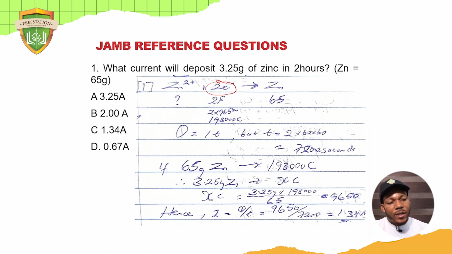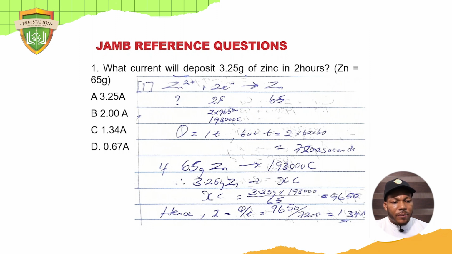You have 1,930,000 coulombs. Now, the question is that you are looking for the current used to discharge this particular 3.25 grams of zinc. So you must find the quantity of electric current based on the time that is given. So what do you do now?